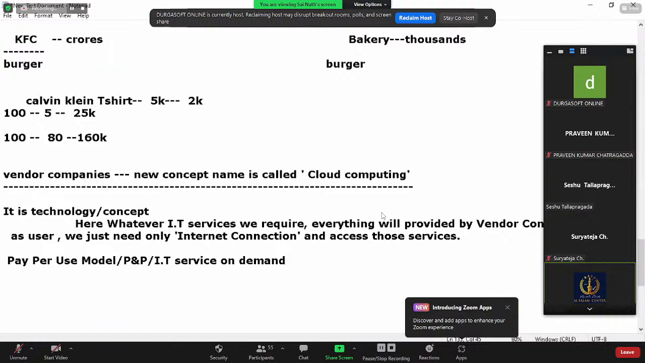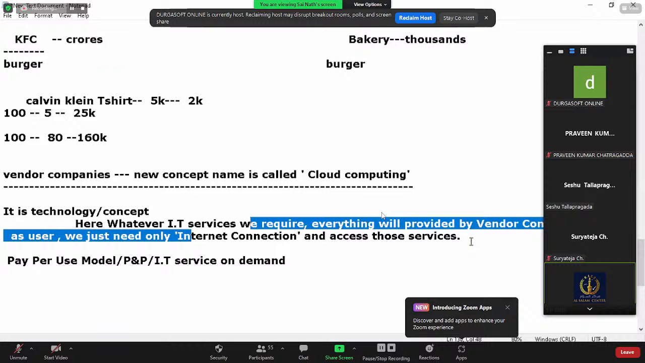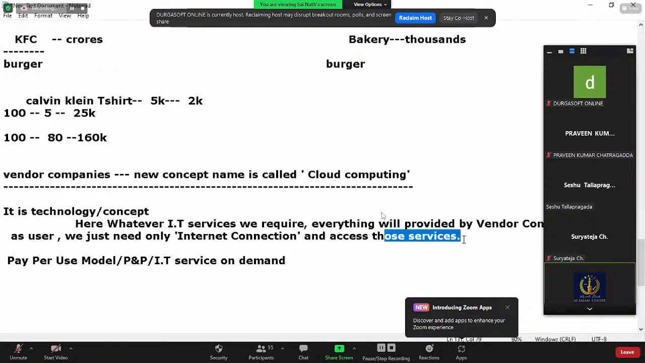All of you understand? Once again, I'm repeating. Cloud computing is a technology or a concept. Here, whatever IT services we need, everything given by vendor company. As a user, we just need only internet connection and access those services. And how much services we are using? For that service only, we need to pay. Okay, that concept name is called what? Pay-per-use model or plug-and-play model or IT services on demand model. Is this point clear, everyone? Yes, sir. Provided by vendor company. Okay. Clear, all of you.